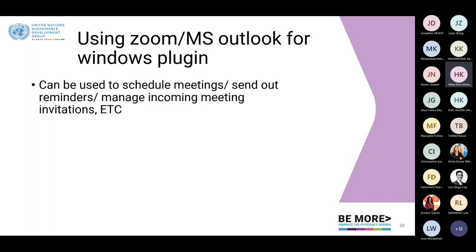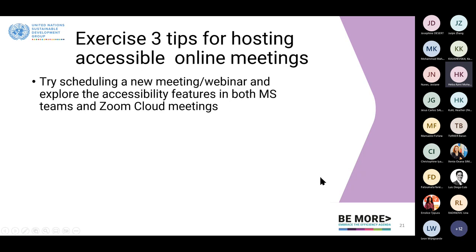So in the next exercise, in your own time, try to schedule a new meeting, whether it's via Zoom or via MS Teams, and try to play around with those options of using automatic live captions, recording the meeting, blurring the background, using together mode, all the options that we discussed earlier.